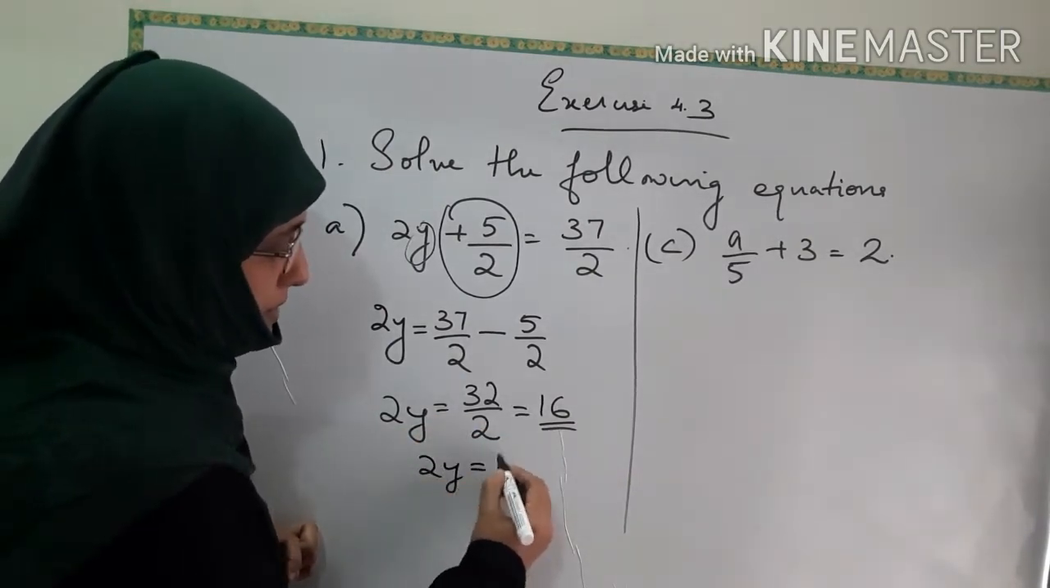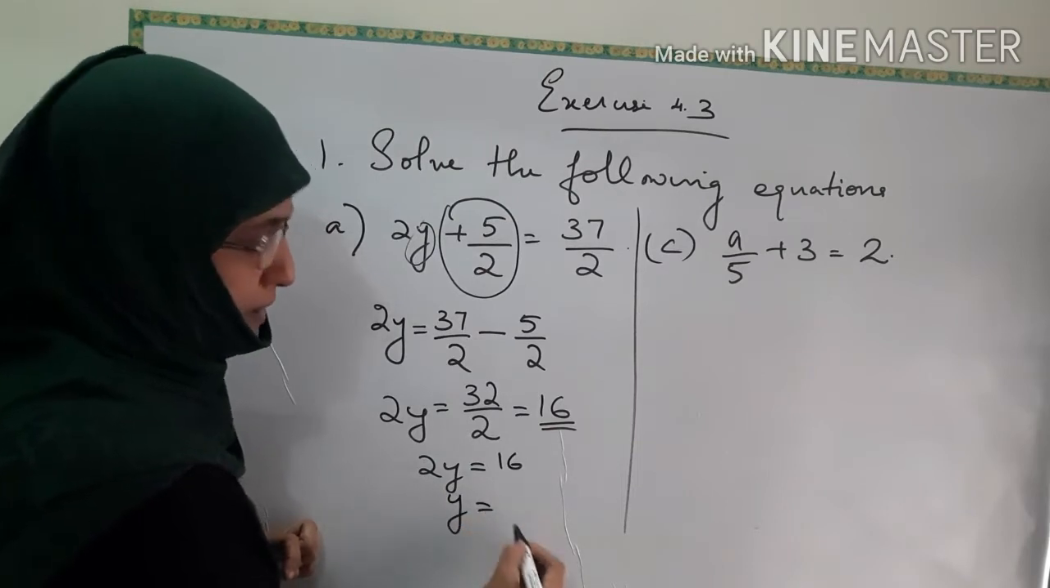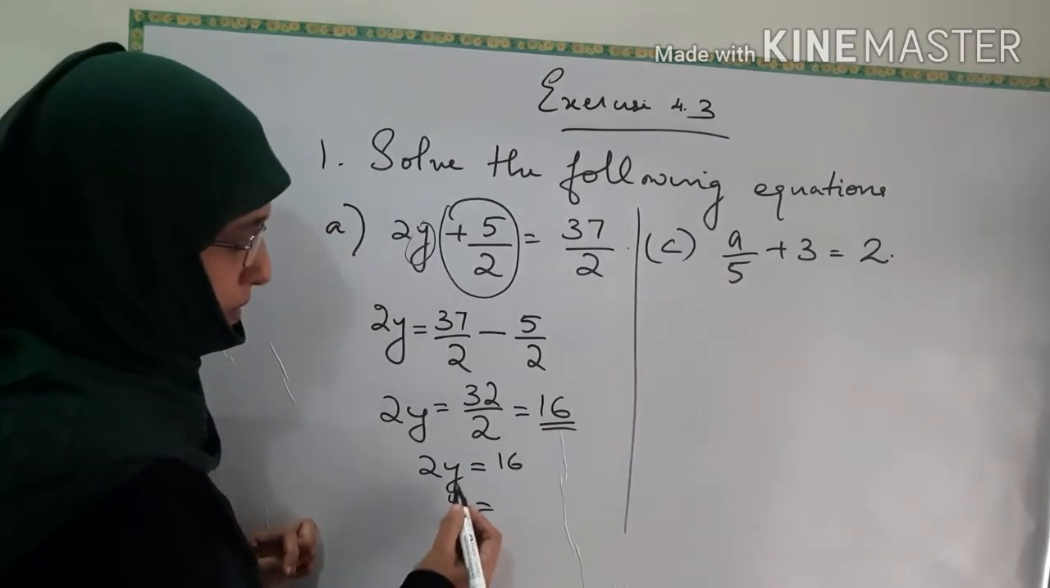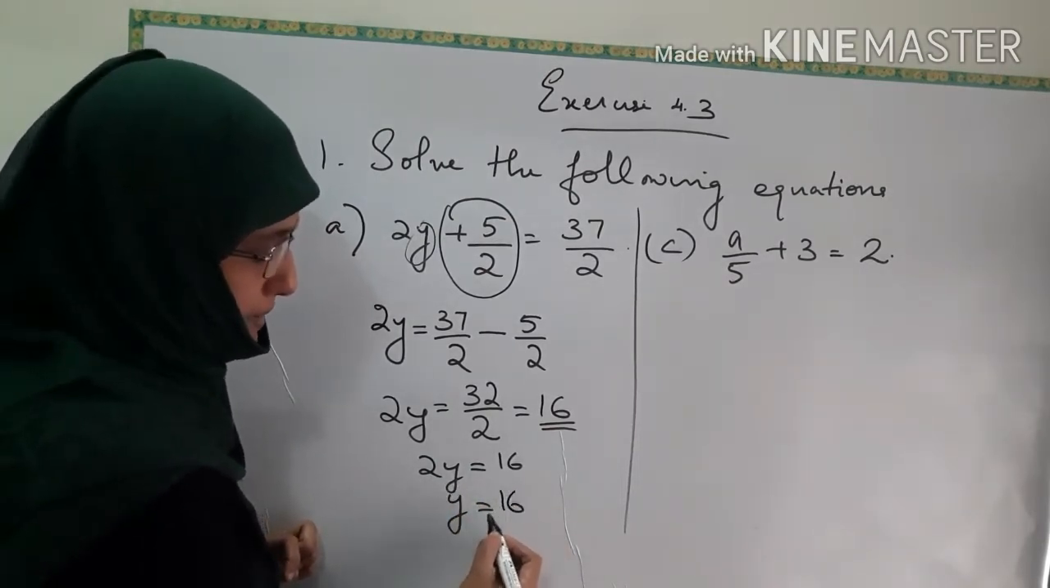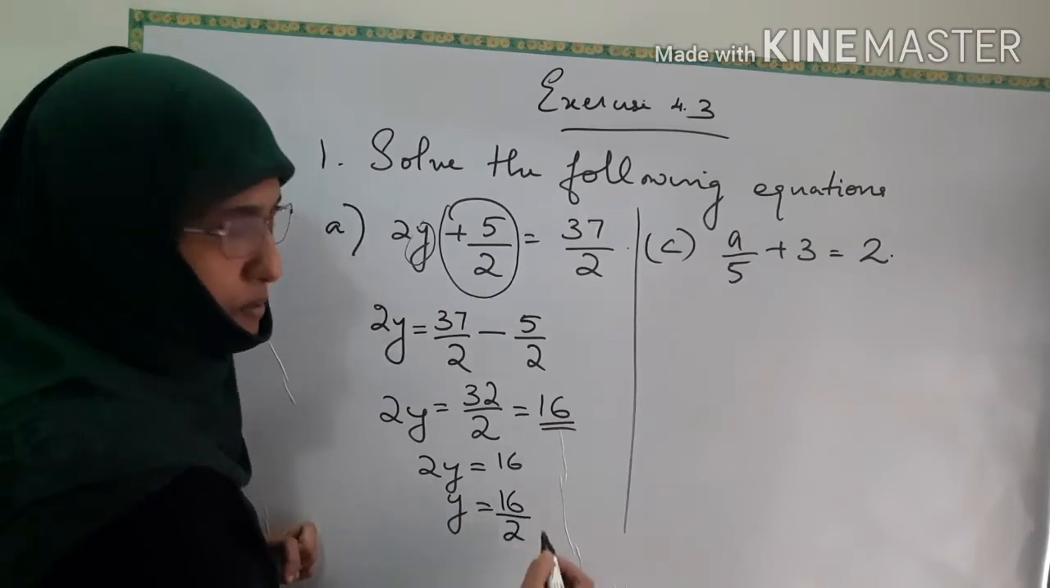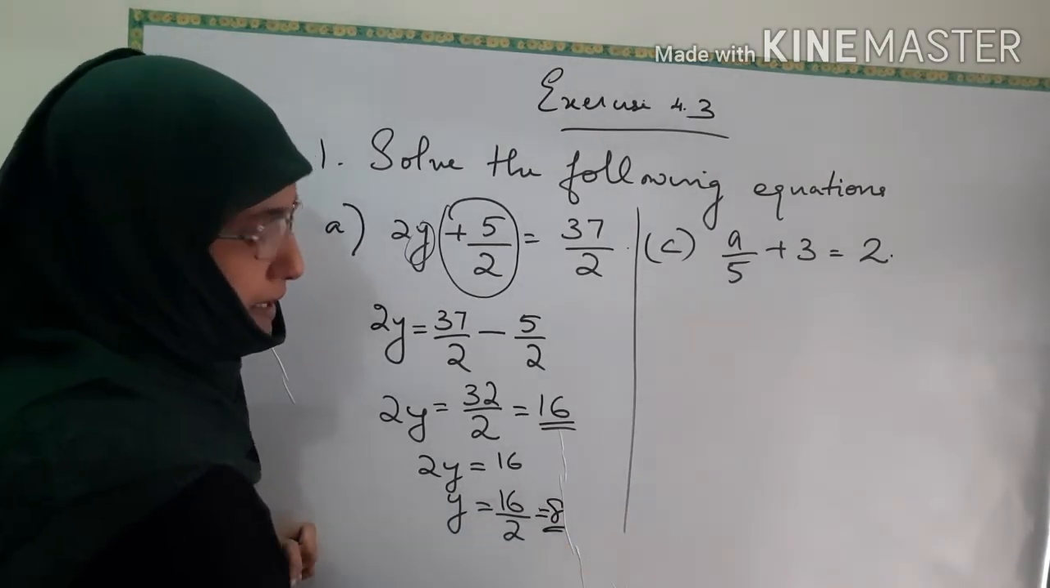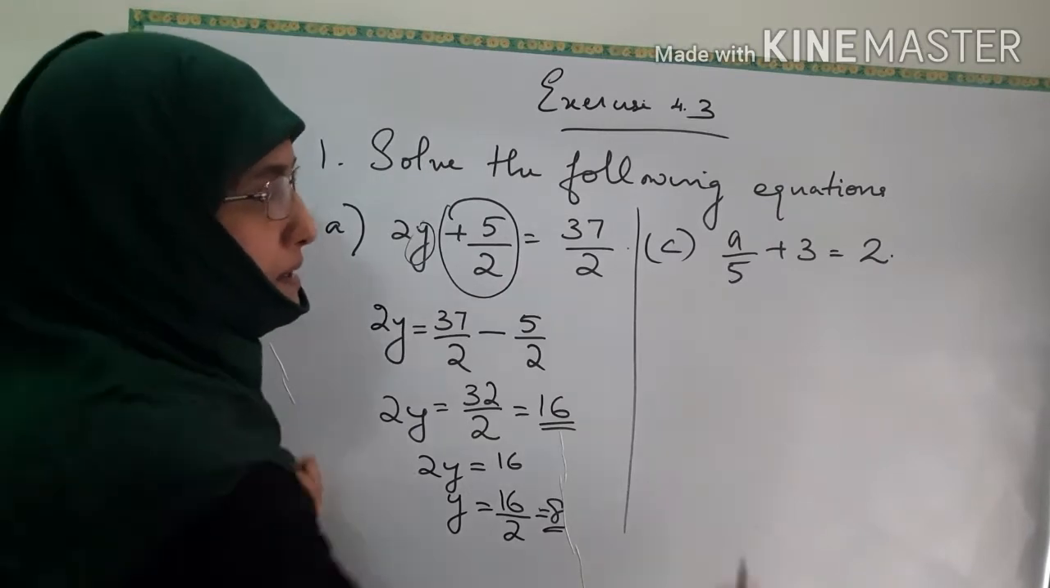If 2y equal to 16, what is y? It is 2 into y now. So when it comes to this side, it becomes division. So 16 by 2, that is 8. Then see the next one.